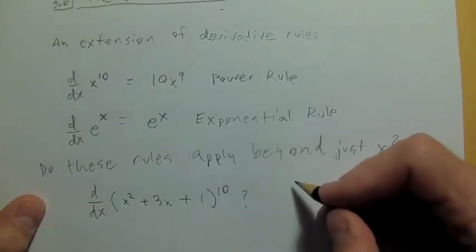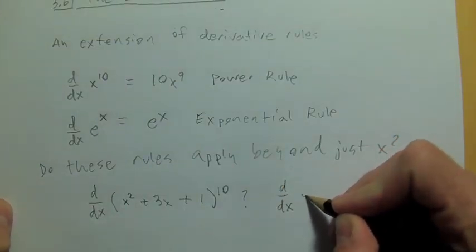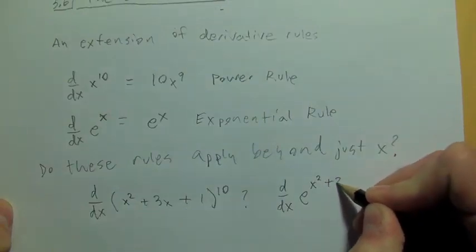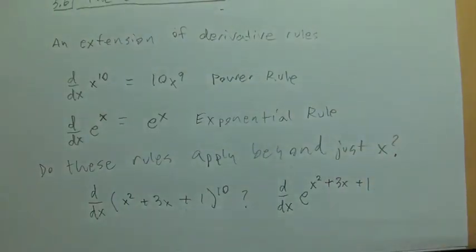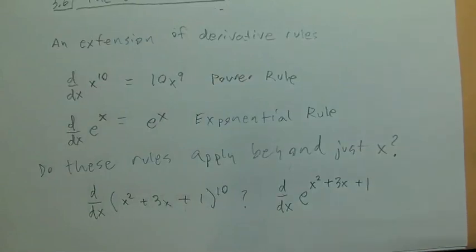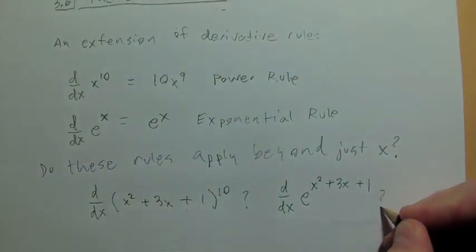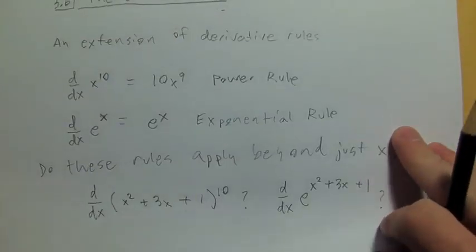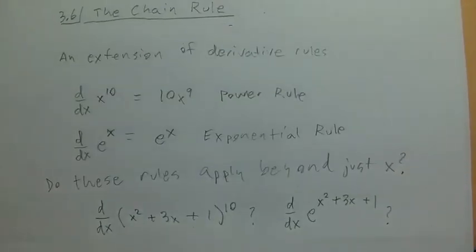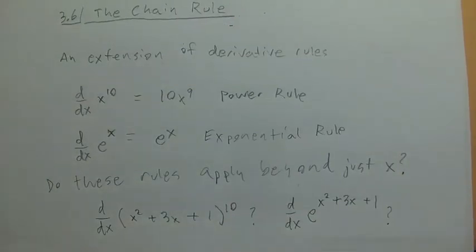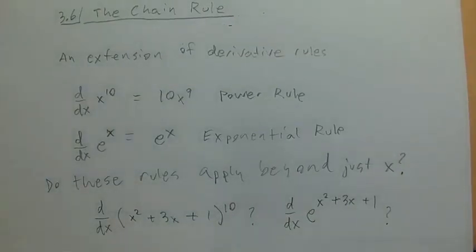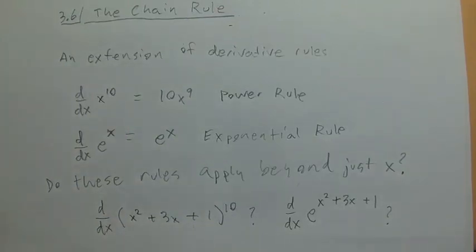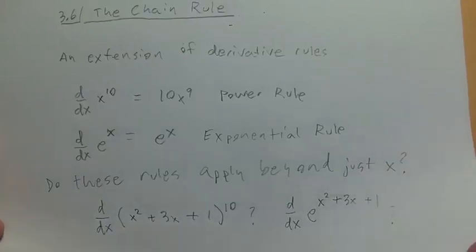Or for example, maybe instead it's the derivative with respect to x of e to the x squared plus 3x plus 1. So instead of just e to the x, now we're looking at e to something else, e to the x squared plus 3x plus 1 in the exponent. Okay, so that's the question. Do these rules that we know, the power rule, exponential rule, all the trig rules, do they work beyond just x's? Can we expand all these rules we have to more complicated functions of x?